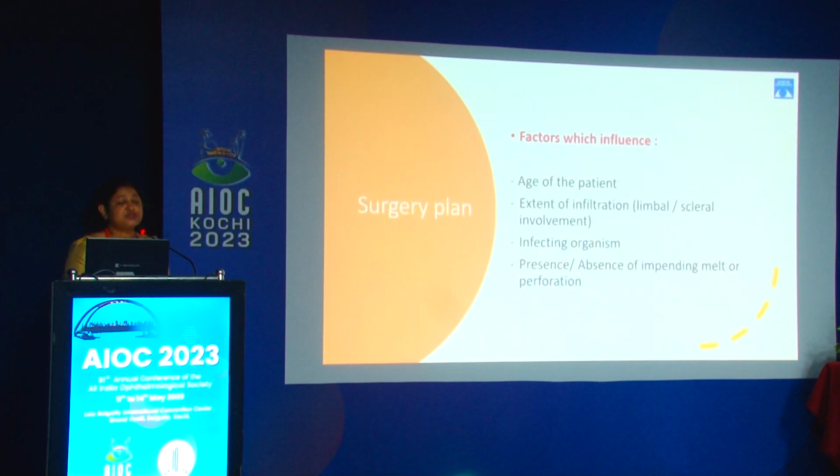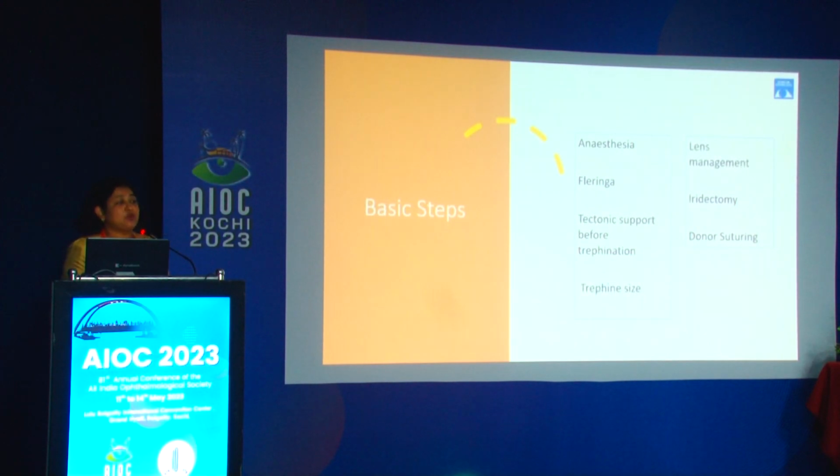A lot of factors will influence your surgical plan, starting with the age of the patient, the extent of infiltration, whether limbal or scleral involvement is present or not, the infective organism, how resistant it is, and the presence or absence of impending melt or perforation. These are the basic steps of a therapeutic keratoplasty, and let us go through each one by one, beginning with anesthesia. If you have a child or an anxious patient, or a patient presenting with a large perforation or a large graft where you're expecting too much of a thrust, general anesthesia would be preferred.